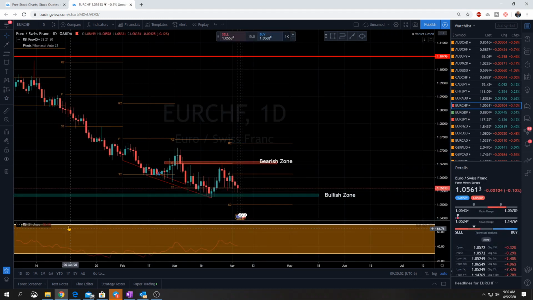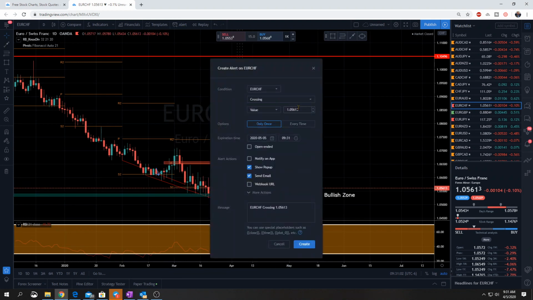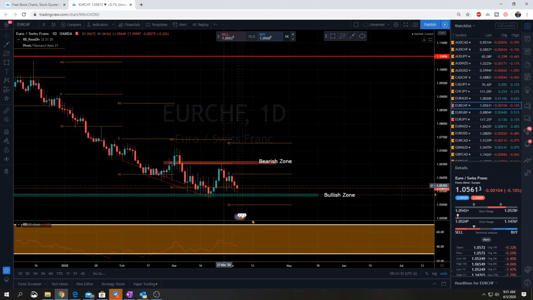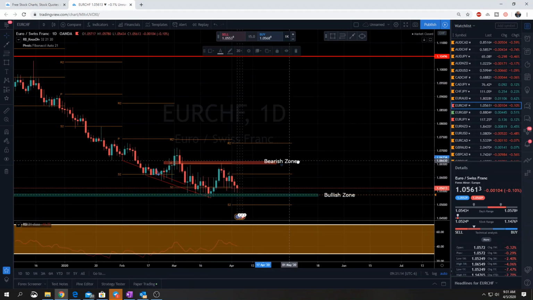Okay, Euro, Swiss franc. I like this range trade, so I'm going to put an alert at 0.5360. Bam. So if we get another push down to this area, I'm going to look for that buy.